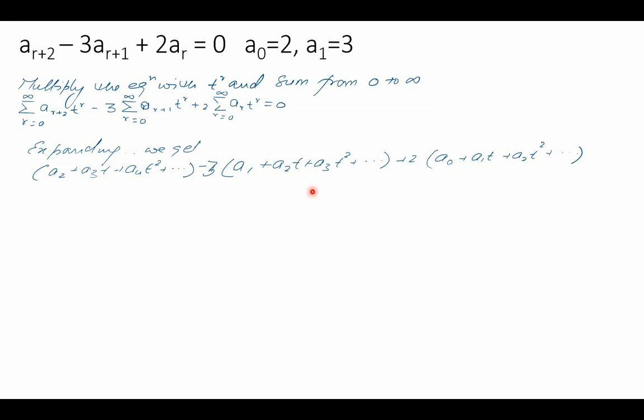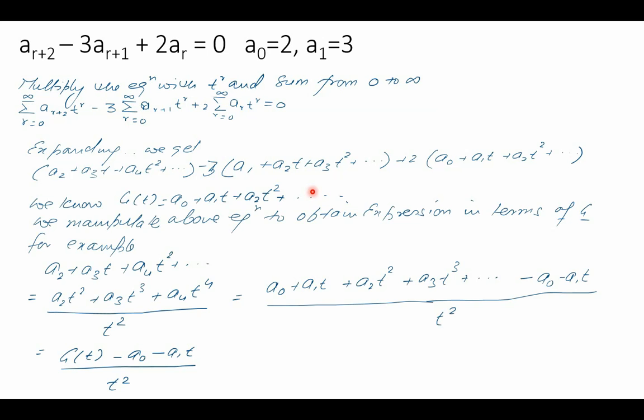Now I want to convert this expression in terms of my generating function. We know that g of t is equal to a0 plus a1t plus a2t square and so on. So I'll write each of these expressions in terms of my generating function. We manipulate the above equations to obtain the expressions in terms of g. Say, for example, let's take this example. I'm showing you one step.